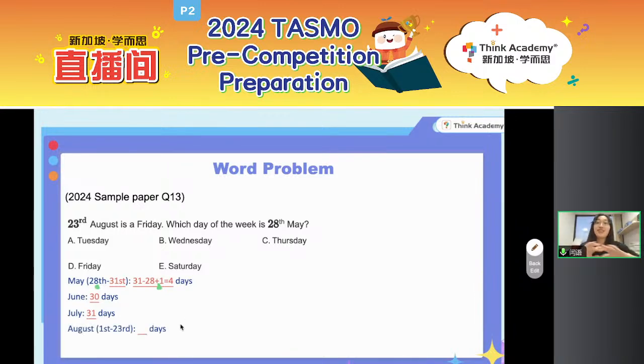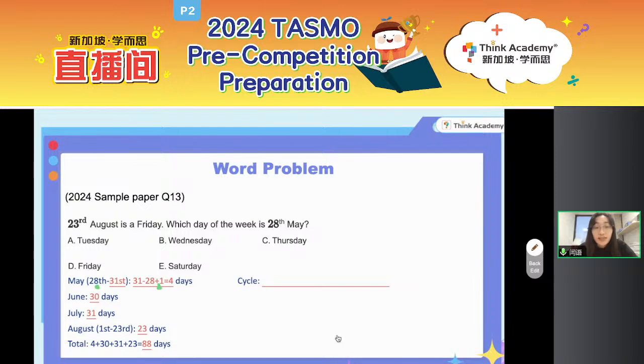You don't need to consider the whole month, right? Because you see that the day is just the 23rd of August. So from the first day to the 23rd, there are 23 days. Altogether, you will see that 4 plus 30 plus 31 plus 23. What is the total number of days here? Correct, 88.